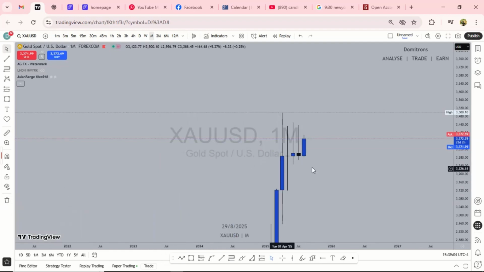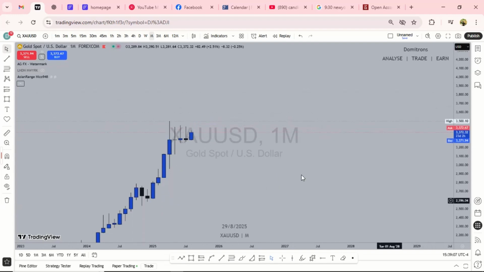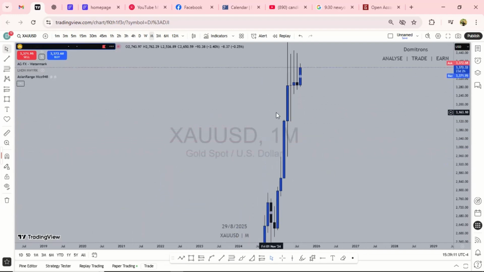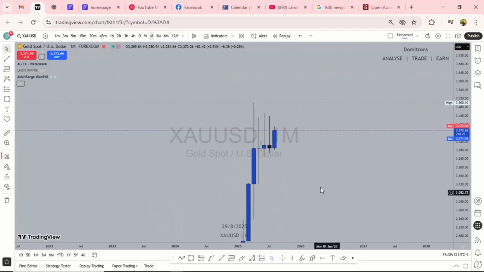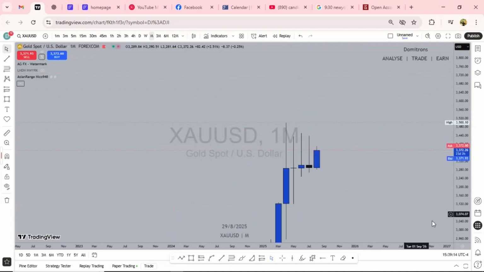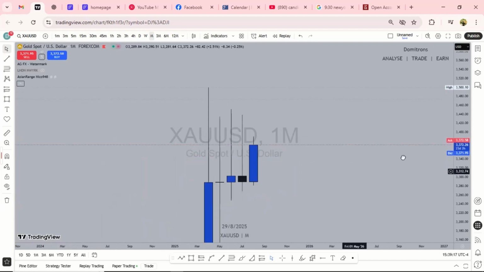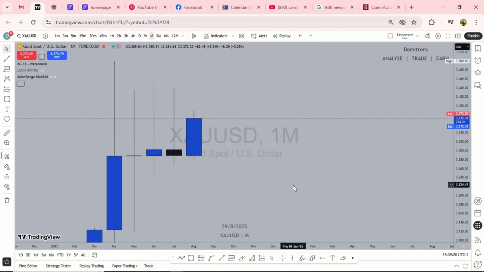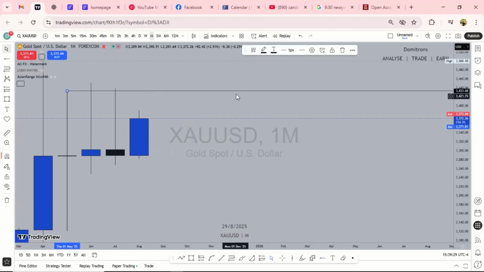I'm just going to remove my drawings, right? So I'm looking for a buy setup instead of a sell setup, because there is no strong selling pressure being triggered on gold. You can actually see right here on the monthly time frame that this has been consolidating. We've been having indecisions right here and the reversals right here. These are indecision candles, so it's quite hard to trade.